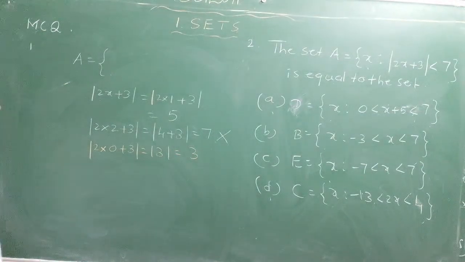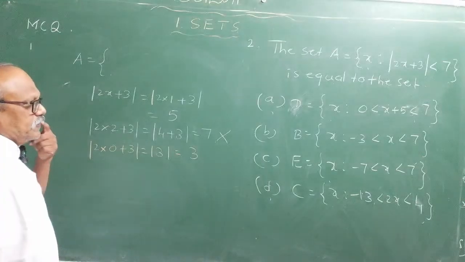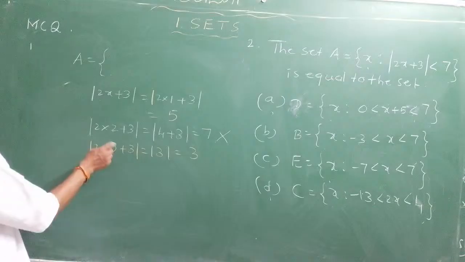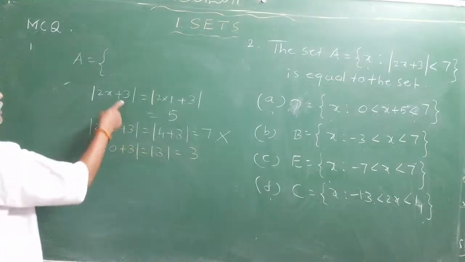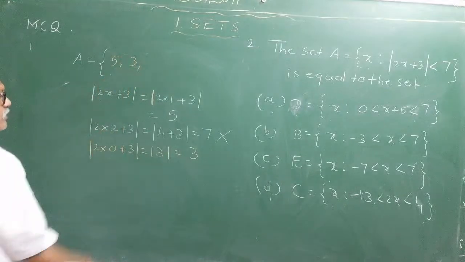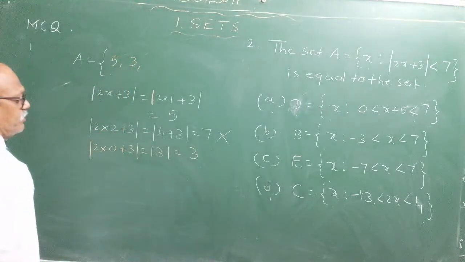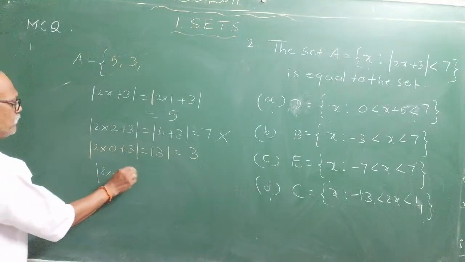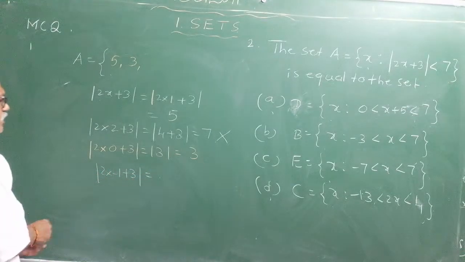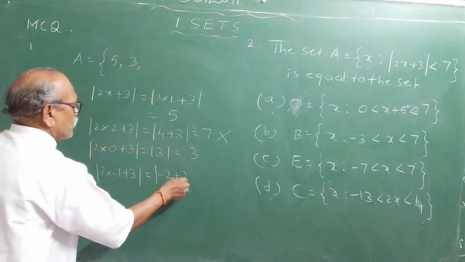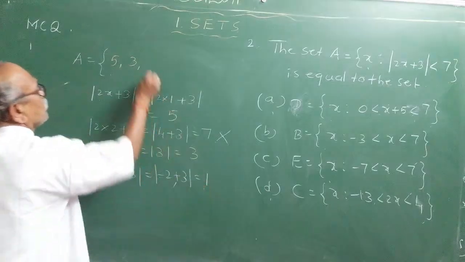Are you getting me? Okay. Now you can take the elements. What are the elements possible now? One element is 5. Another element is 3. Write it in the roster method. If you take minus 1, 2 into minus 1 plus 3, what do you get? Minus 2 plus 3 is 1. Yes, you can take 1 also.